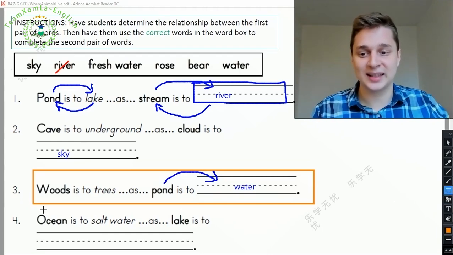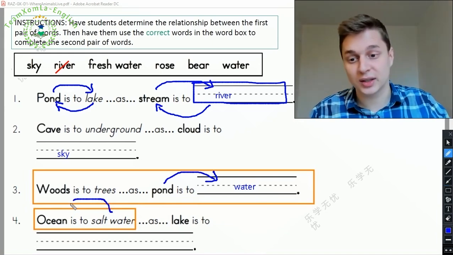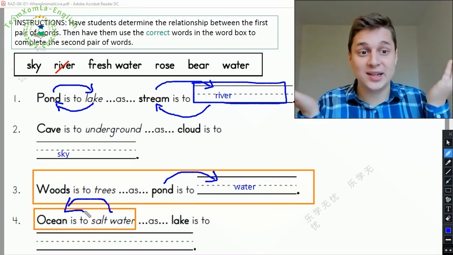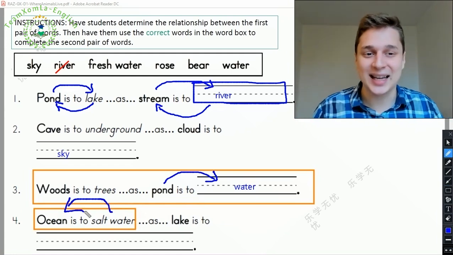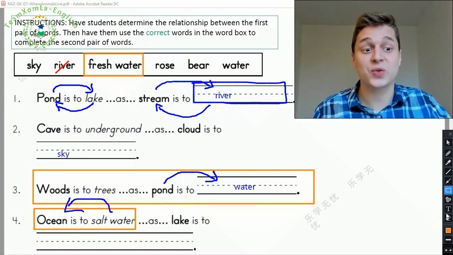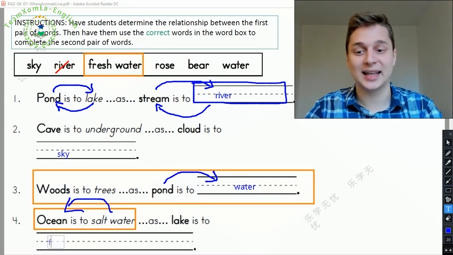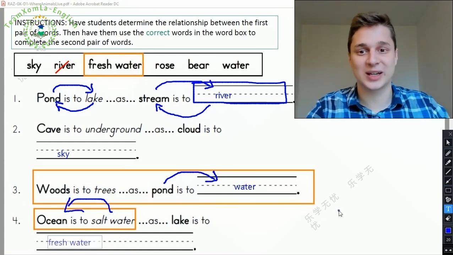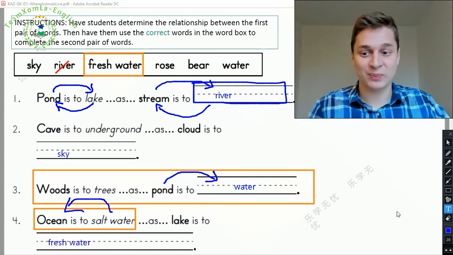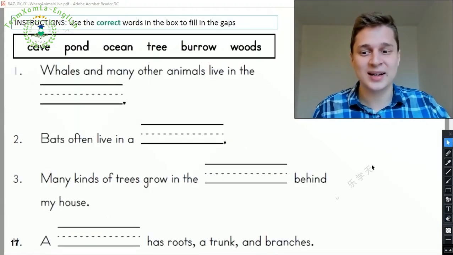And finally, we find salt water in the ocean. What kind of water do we find in the lake? It's not salt water, it's fresh water. Ocean is to salt water as lake is to fresh water. Nice work, guys. We finished our first word exercise. Let's do one more, one teeny tiny exercise, and we're done for today.